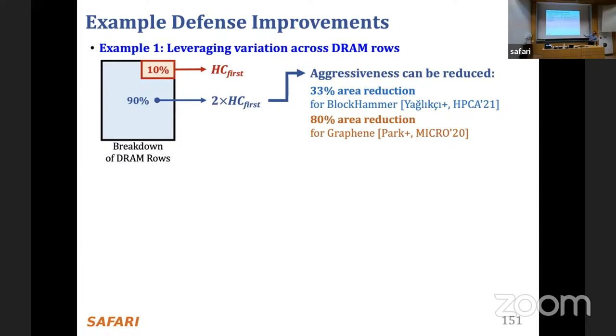If you actually know this, and if you can somehow keep track of this, you can reduce the area overheads of some of the solutions. We'll talk about the BlockHammer solution later on, but area overhead can be reduced because this requires you to keep track of some things in a more relaxed way, right? Because you don't need to put a lot of resources into counting everything up to HC first. Only 10% of the rows are a lot more vulnerable, so you focus on them a lot more. So this leads to significant area reduction, as you can see.